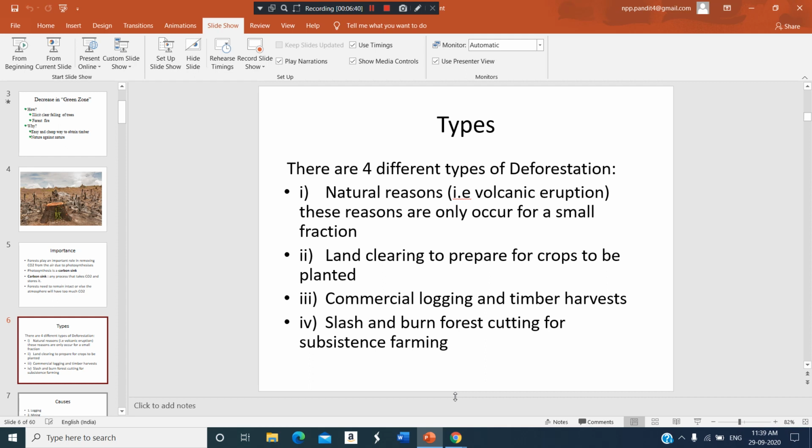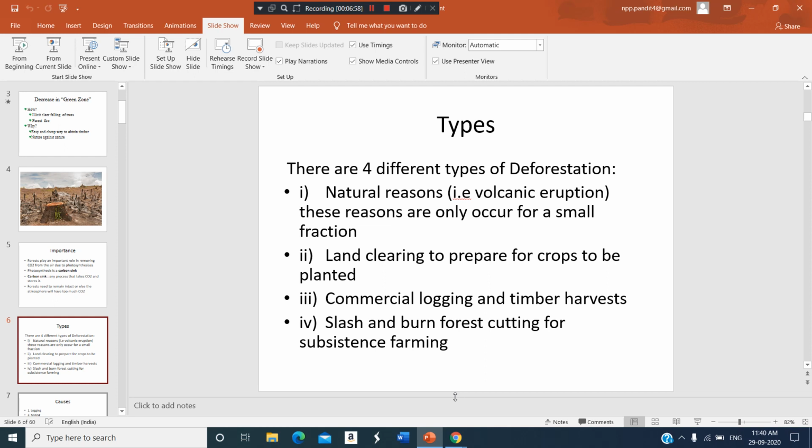The second one is commercial logging and timber harvest. In the forest, selected trees are cut. Why? We need timber, we need wood, either for firewood or for construction. For various needs, we need the forest. So there is commercial logging.